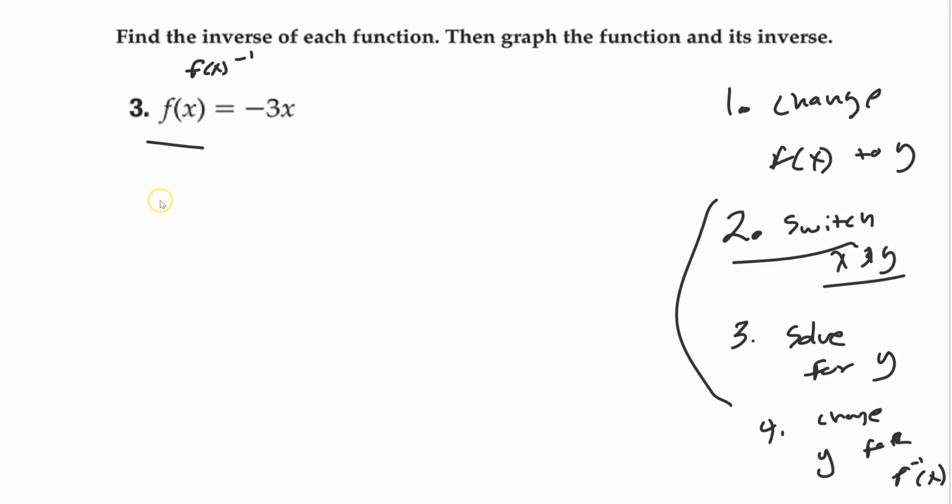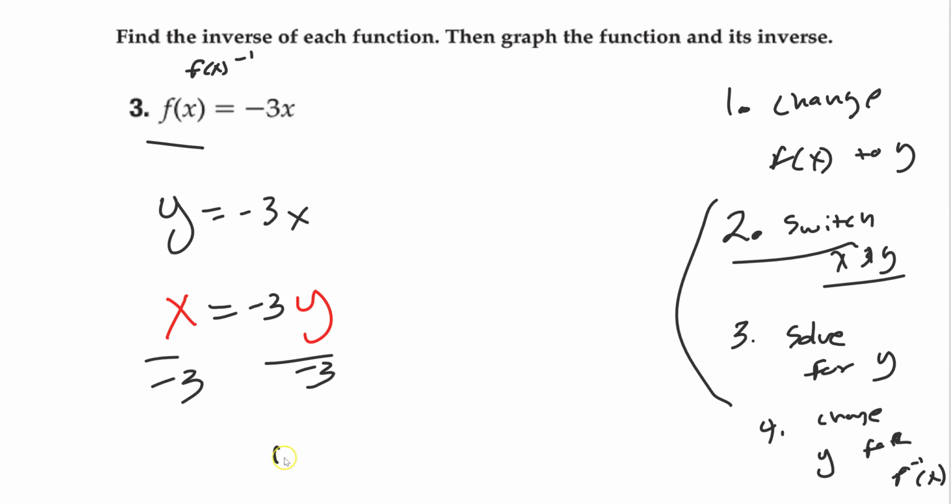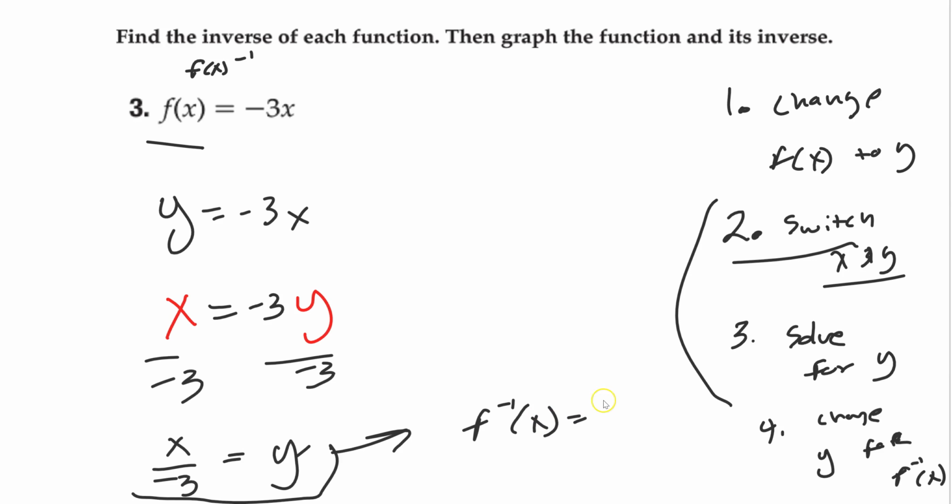So first I'll make this a y. And then I'm literally going to switch the x and y because I want to do the inverse. Everything else stays exactly the same. Now all I gotta do is solve for y. So divide by -3. Y equals x over -3. I should change, sorry. f to the -1 power of x equals x over -3.